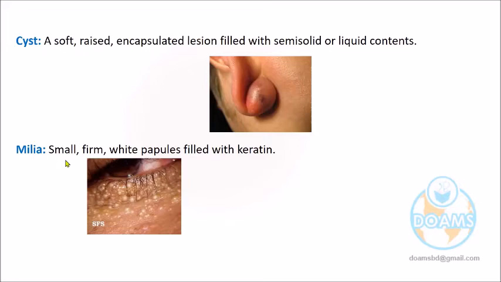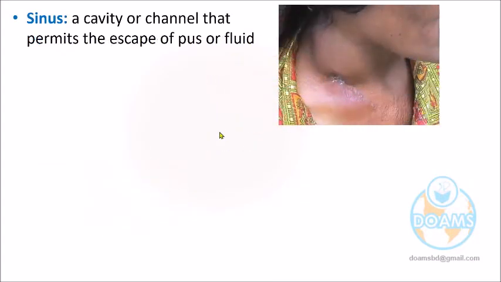This is the milia, small firm white papules filled with keratin. So this is milia. I'm just now proceeding. I think you will understand rapidly what I mean here. So a cavity or channel that permits the escape of pus or fluid. You can remember we said it secondary skin lesion. Sinus will be secondary skin lesion.